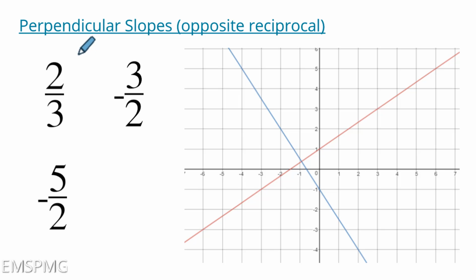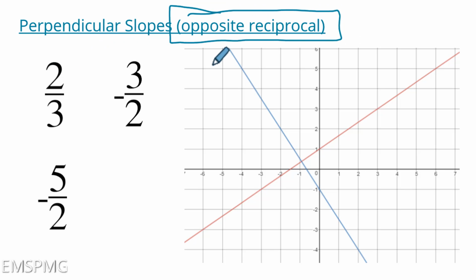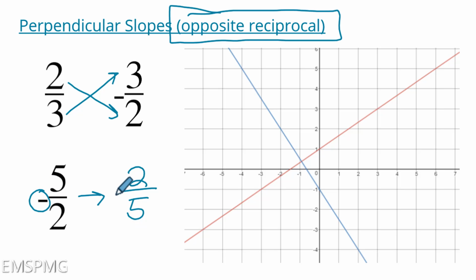A quick little refresher on opposite reciprocals. You really need to know this concept to do well in this lesson. Opposite reciprocal just means that if you have 2/3, we're going to flip those upside down and flip the sign. So the opposite reciprocal is -3/2. And here, if we have -5/2, the opposite reciprocal would be a positive 2/5. So if that's negative, then this becomes positive, right?